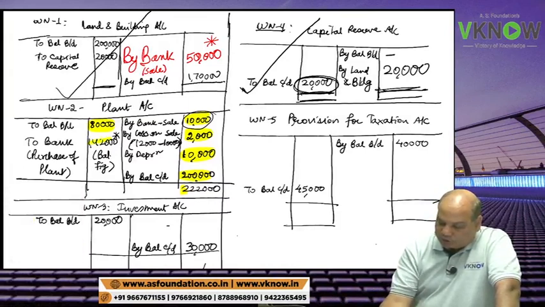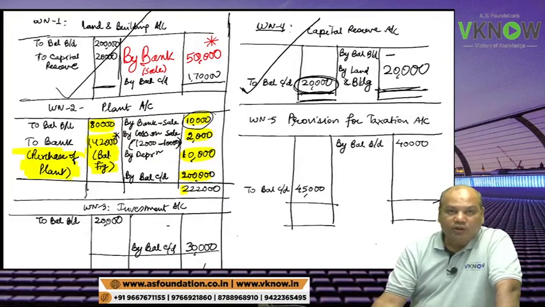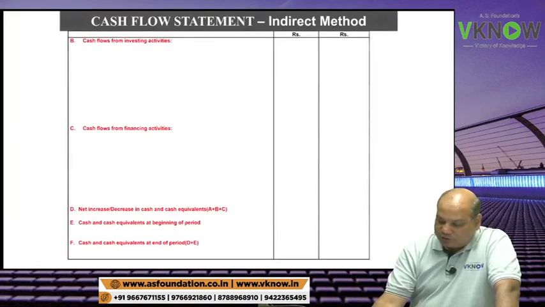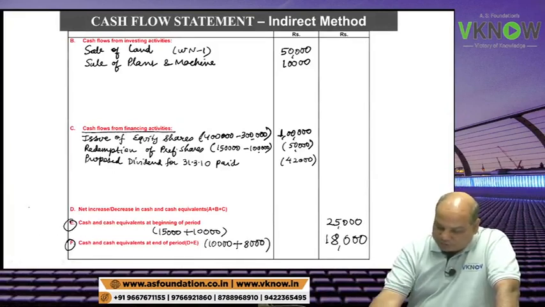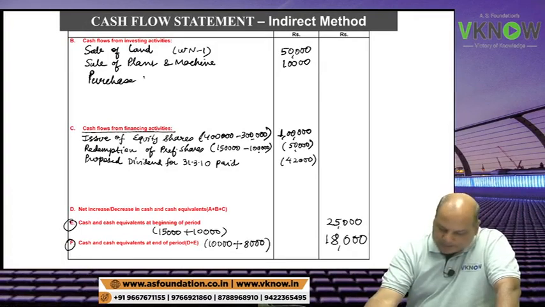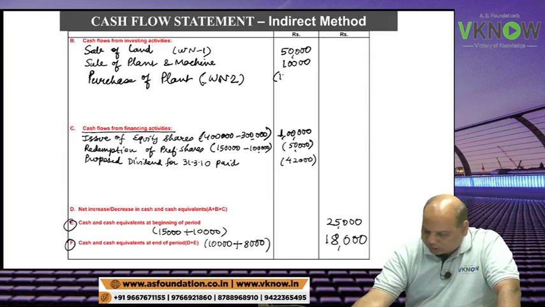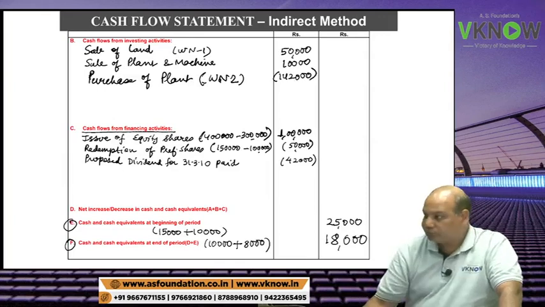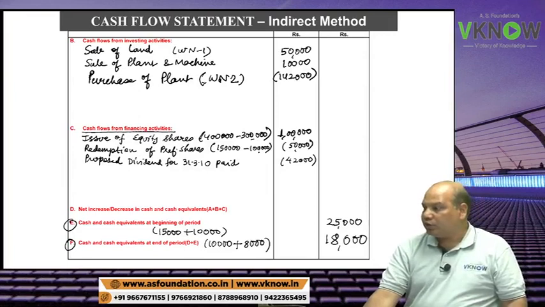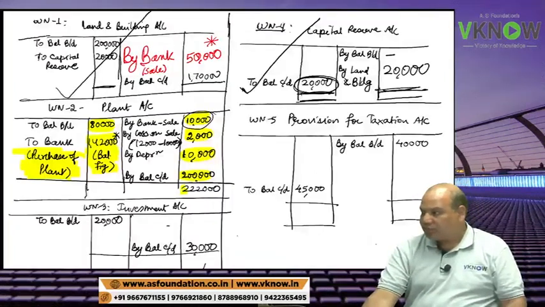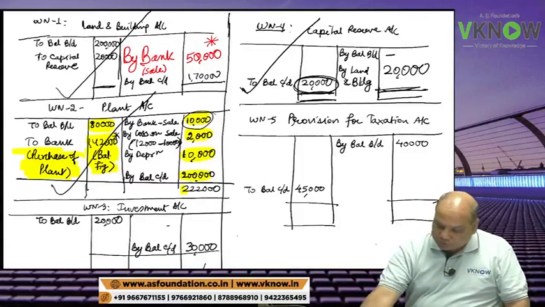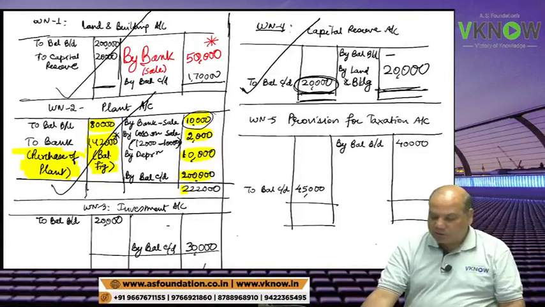This 1,42,000, purchase of plant, we are going to write in investing activities. Very good. So write down in investing activity, purchase of plant, working note 2, in bracket 1,42,000. Jan is right, Chaurasia is right. This is also closed. One more, adjustment number 3.